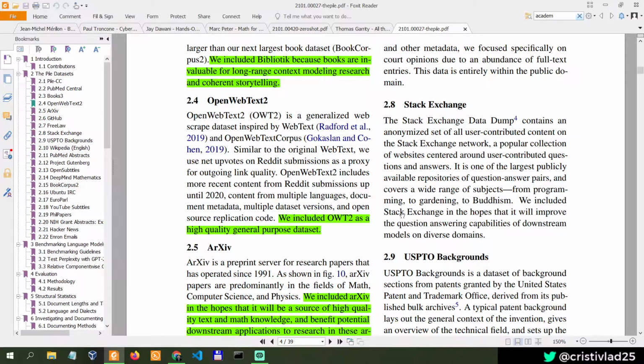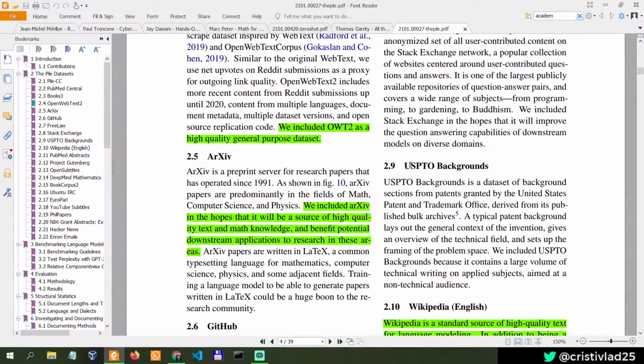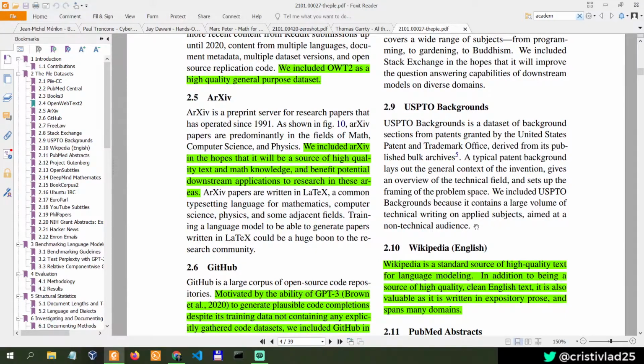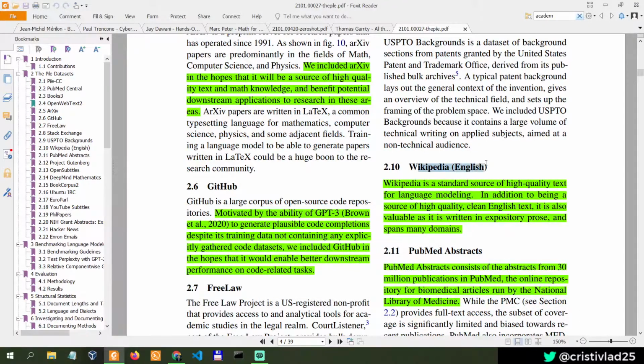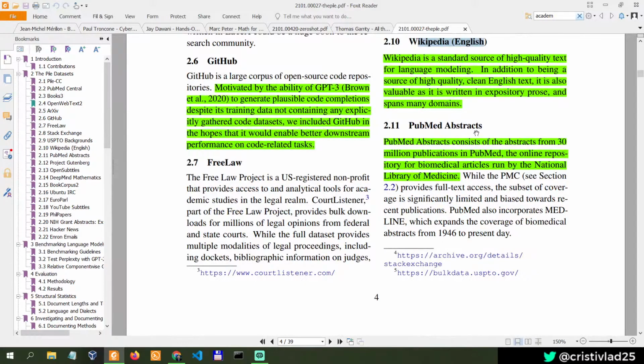So they've included this in the hopes that it will improve the question answering capabilities of downstream models on diverse domains. Now we also have the US Patent and Trademark Office. Of course, we have Wikipedia, which in my view is a very invaluable source of high quality data, and in their opinion as well.